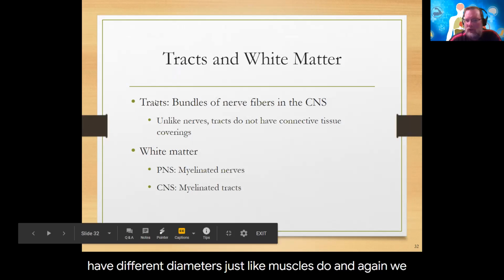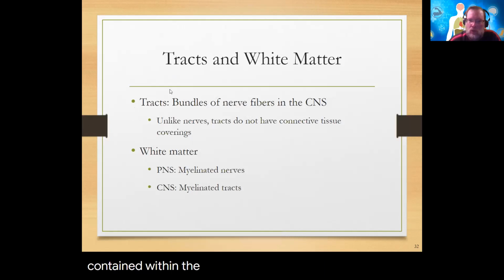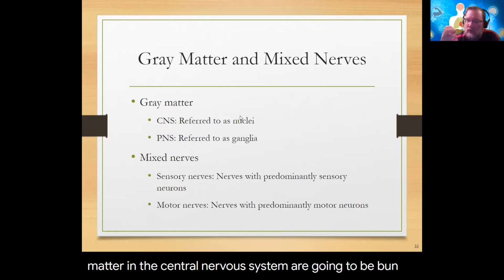And again, we have what are called tracts. I mentioned that a little bit ago. These are the elevators that go up or down that are contained within the spinal cord. We'll look at them in more detail in a little bit. White matter is myelinated. So we've seen that before as well. Myelinated is white matter. The gray matter in the central nervous system are going to be bundles of nuclei.